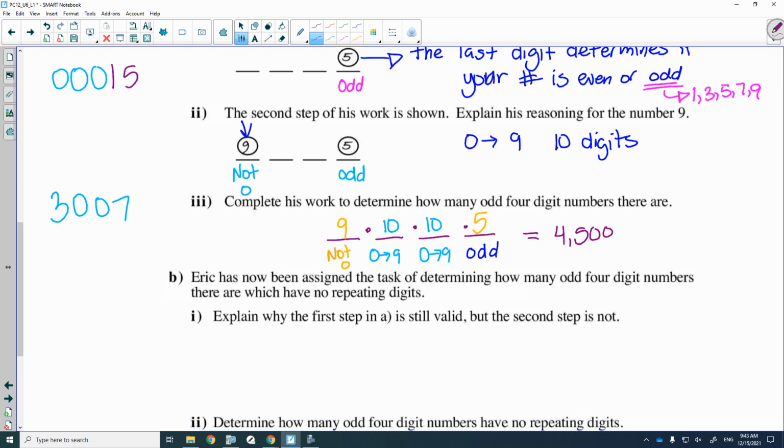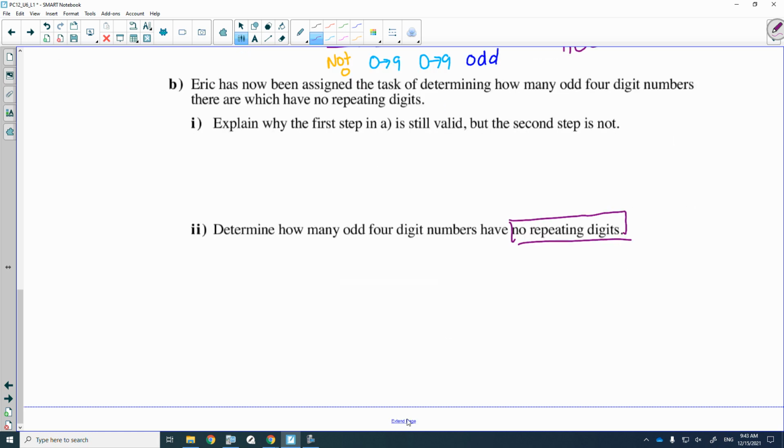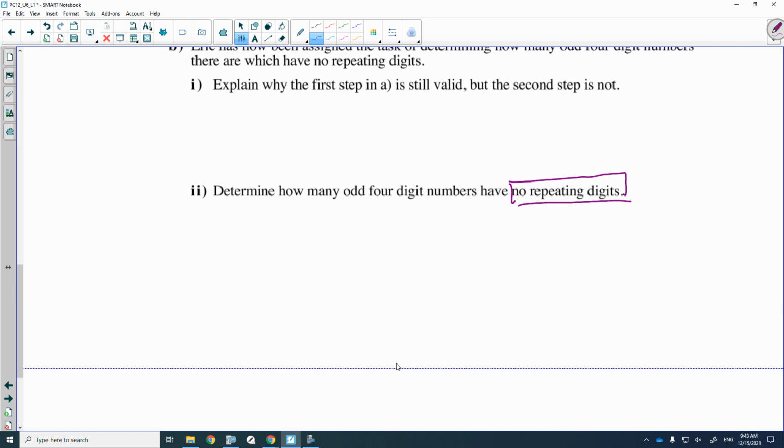Let's complicate this a little bit by figuring out how many 4-digit odd numbers exist, but we could have no repeating digits. So what would that look like? You set up your stages. It's still a 4-digit number, and it's still going to be odd. So we've got 5 numbers to choose from to go here that would make the number odd.